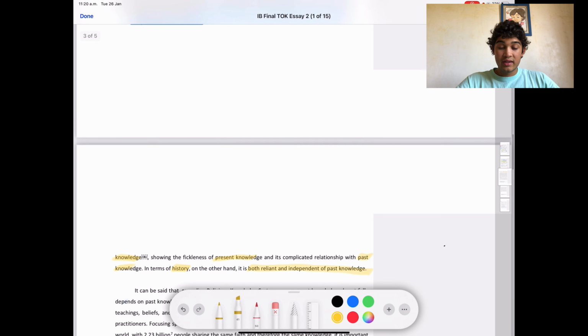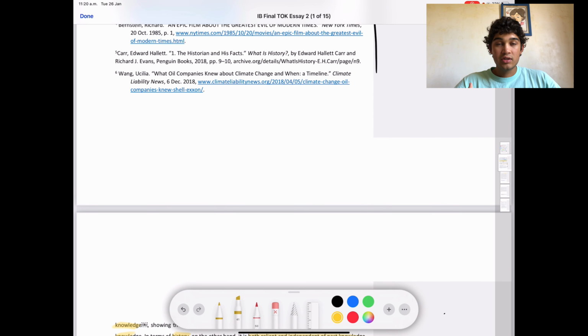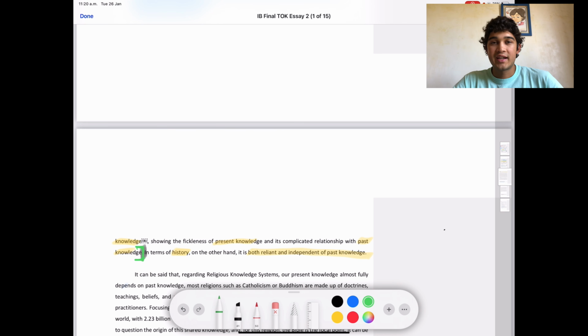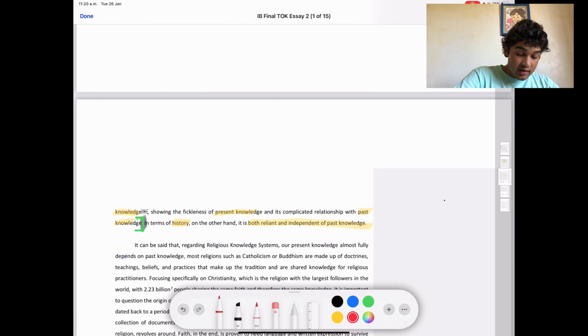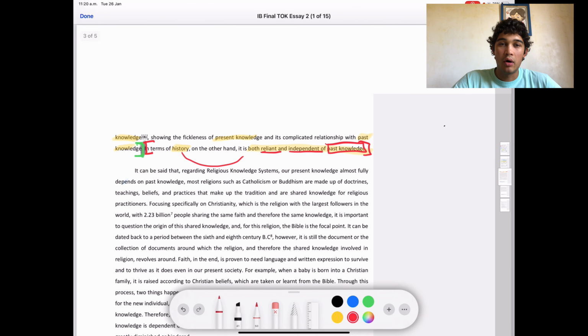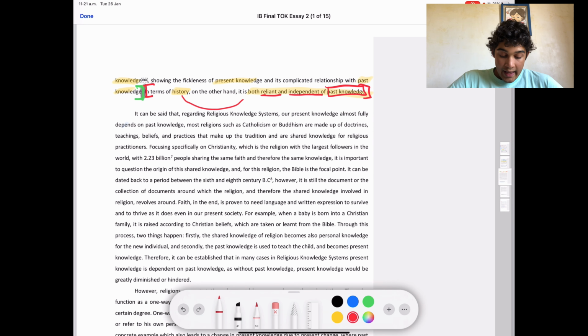So again, this is the conclusion of my second paragraph, but it's also the conclusion of my first area of knowledge. And I'm saying that it ends ambiguously, that history is both reliant and independent of past knowledge. So it's both. I'm not really reaching a conclusion, I'm saying it's ambiguous. And then you start with your second area of knowledge, which in my case was religious knowledge systems.